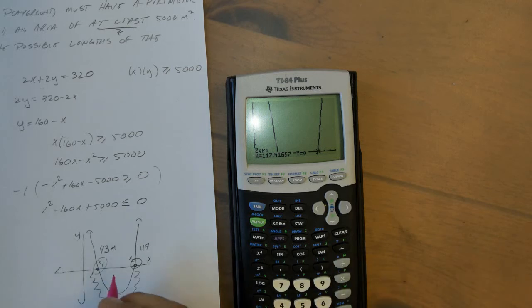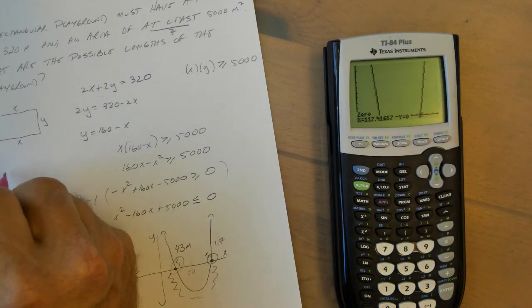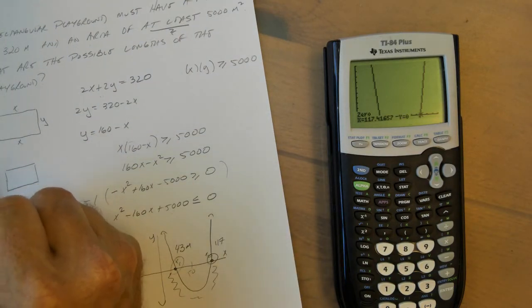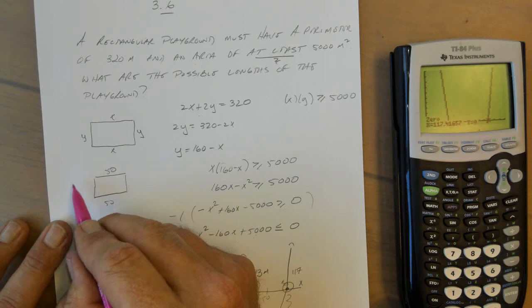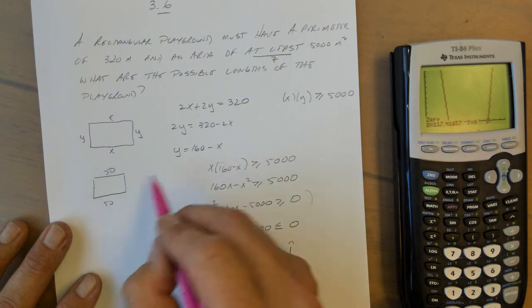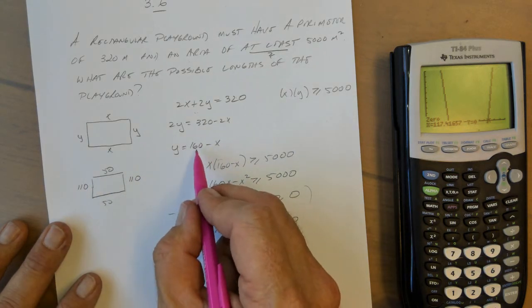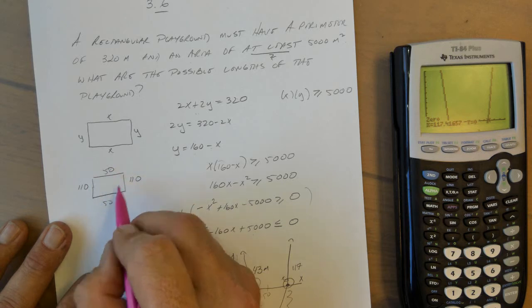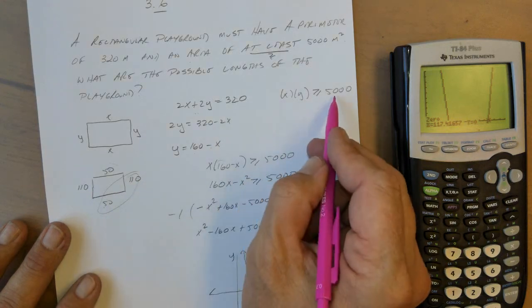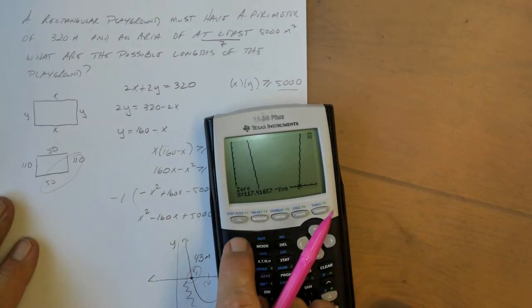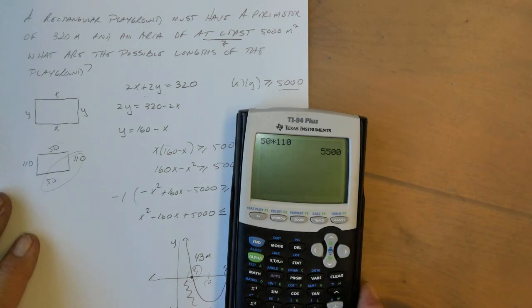So let's look at some examples. Let's say I pick 50. How would that work here? If I use 50, we know, whoops, let me get back on the screen here. Because it all adds up to 320, if x is 50, y has to be 110, right? I've substituted 50 for x. 160 minus 50 is 110. And when we add all up, that's 320. So now, does this give me at least 5,000 as an area? If I go back to my calculator, 50 times 110, notice it's 5,500, that's at least.